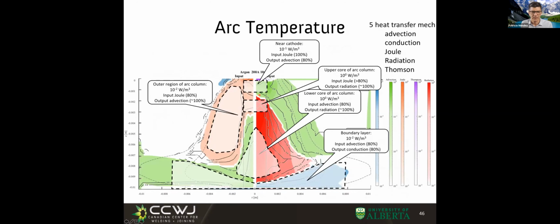Here it says that next to the electrode, the heat comes in by Joule heating and goes out by advection or convection, right? Like the motion of the fluid. And other parts, for example, here in the middle, Joule heating causes heat, and it goes out mostly by radiation. And then down here in this little bell-shaped part, we have that the heat is coming in because of convection. This is hot gas that is losing energy by radiation.